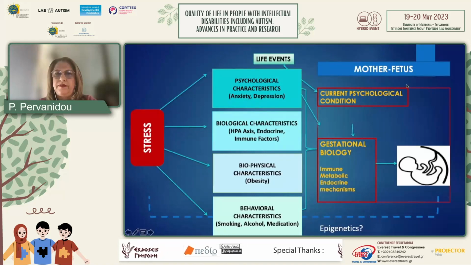The mechanisms, the pathophysiology of the relations between prenatal maternal stress and infant or child outcomes can be categorized into those related to psychosocial characteristics, such as anxiety and depression, and their biological effects, the biological characteristics, which are the increased mediators of the stress system, obesity and other metabolic changes. We know, for example, that gestational diabetes during pregnancy has been related to autism and other neurodevelopmental conditions, and behavioral characteristics related to stress, such as smoking, alcohol, and medication.